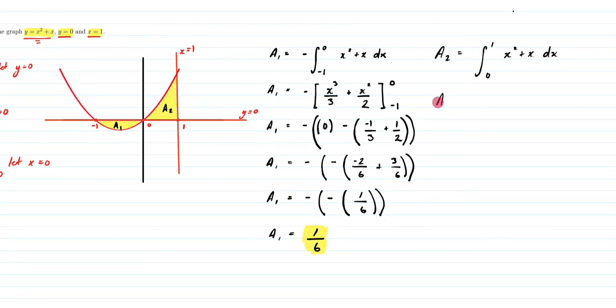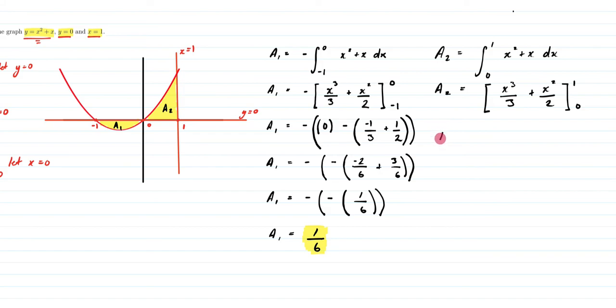So A2 is going to be equal to, and now I know that this is positive, so I don't need to put a negative out there because it's going to give me a positive answer anyway. Because I know it's above the x-axis, I know it's going to be positive, so I don't have to put a negative there. I then will anti-differentiate it, x cubed over 3 plus x squared over 2 between 1 and 0.